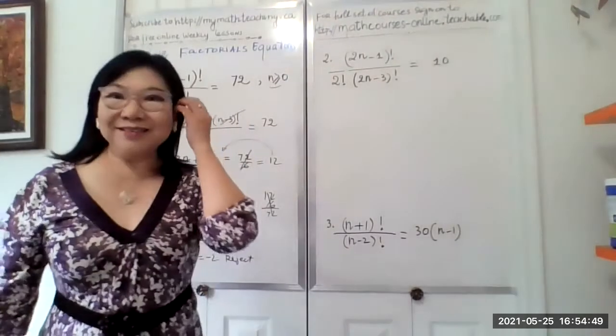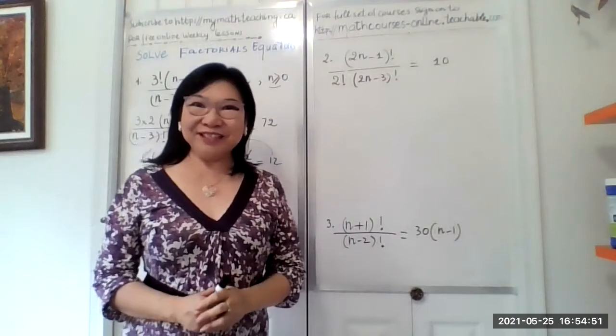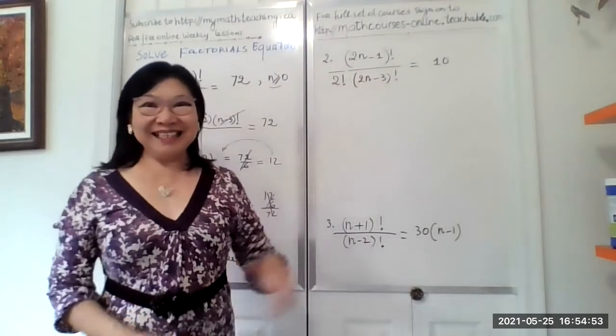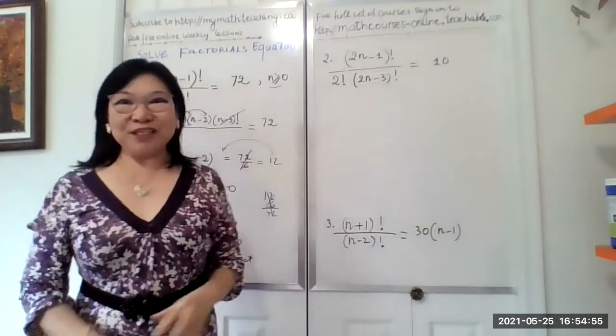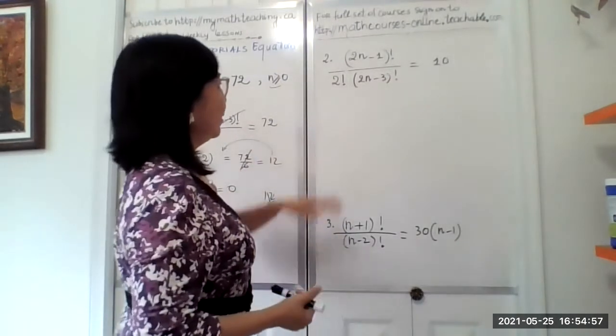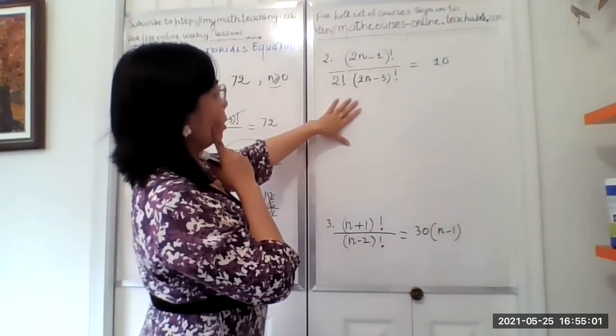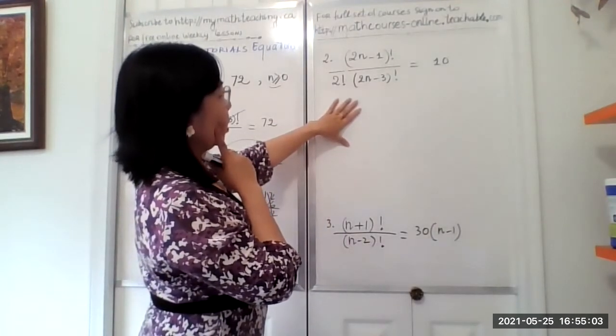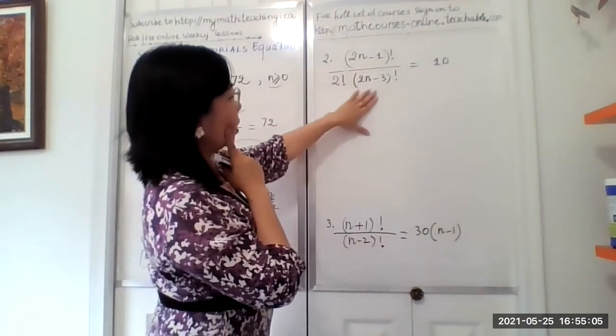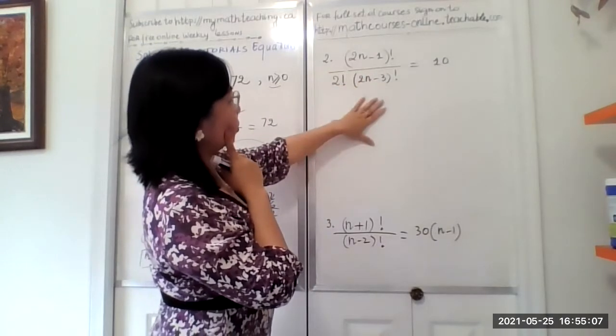Okay, so now it looks better. I'm going to do the next question. And the way I approach the next question, let me see. Again, we want to cancel, right? We can cancel the factorial.